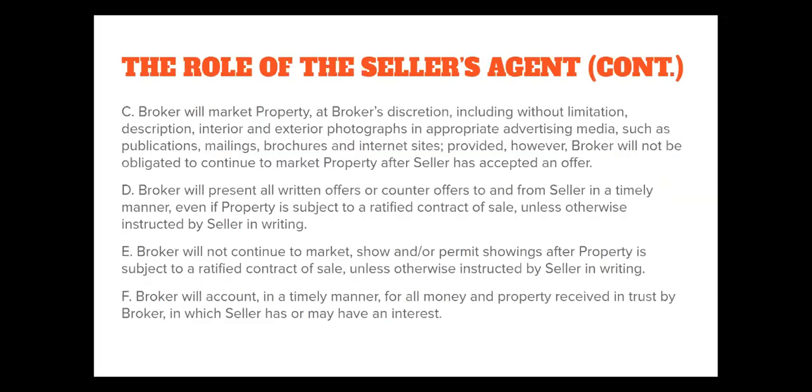C, broker will market property at broker's discretion, including without limitation, description, interior and exterior photos, and appropriate advertising media, such as publications, mailings, brochures, and internet sites, right? I mean, this is just straightforward. And on the listing agreement in Virginia, you have to let the seller know, I'm going to be advertising this. Do you consent to this? Okay.